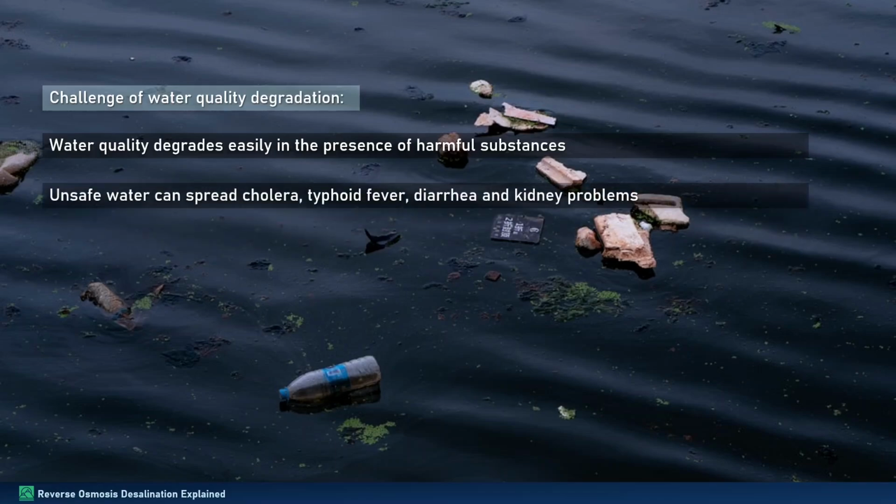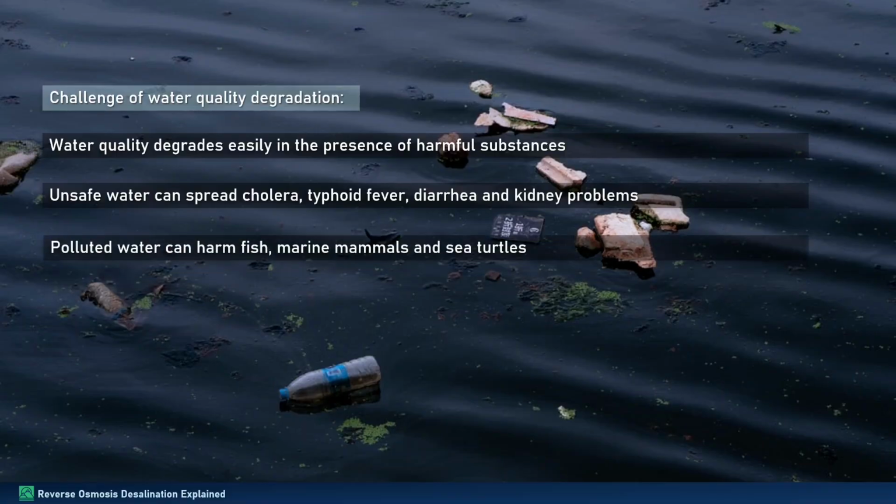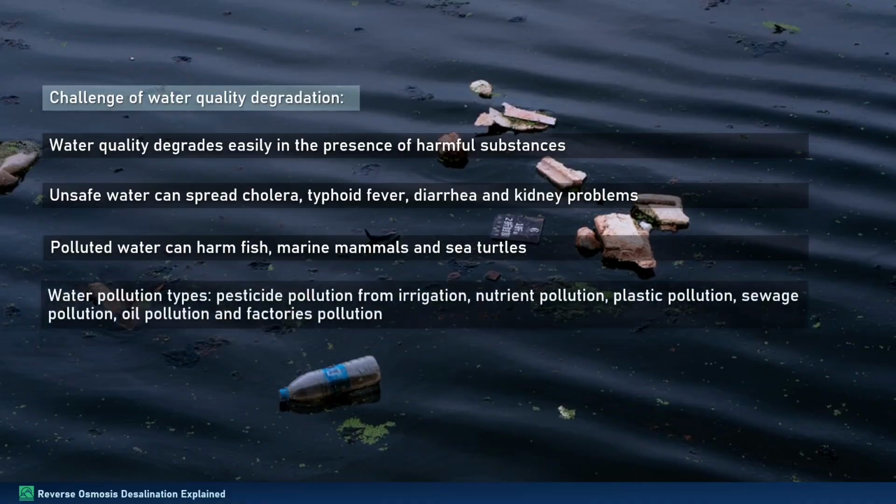Unsafe water can cause the transmission of infectious diseases to humans such as cholera, typhoid fever, diarrhea, and kidney problems. Polluted water can also harm fish, marine mammals, and sea turtles and disturb mating rituals. Water pollution types include pesticide pollution from irrigation, nutrient pollution, plastic pollution, sewage pollution, oil pollution, and factories pollution. Pollution endangers our water resources and makes it complicated and costly to produce drinking water.